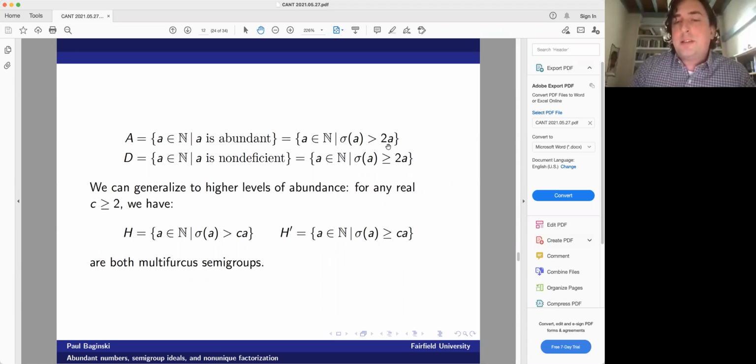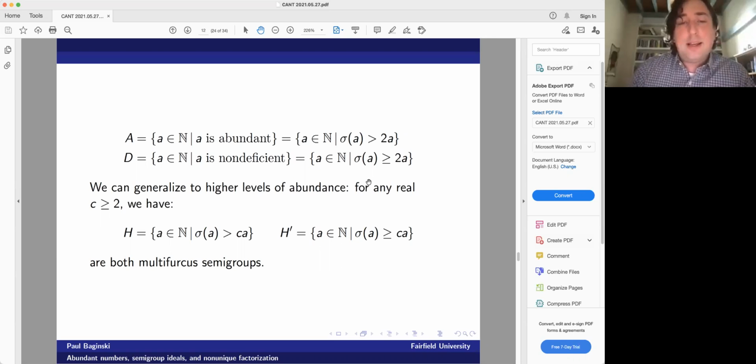I first could change this constant from 2 to something else. If I take a constant C that's greater than or equal to 2, I require sigma of A to be greater than CA or greater than or equal to CA. So, higher levels of abundance. Both of these turn out to be ideals and both end up being power free. So both of these have this multifurcus factorization structure. If you choose a C that's less than 2, you break one of the properties. So you really need C greater than or equal to 2. Otherwise, you don't get an ideal, or I think you don't get power free.